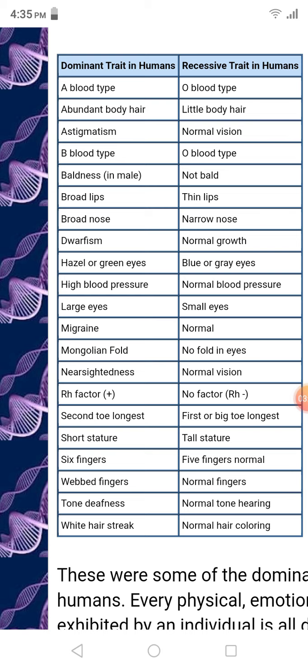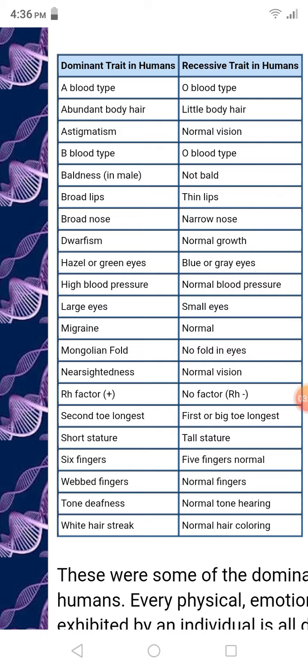Now for the recessive traits, you're dealing with O blood type, little body hair, normal vision, not bald, thin lips, narrow nose. So the thin lips and the narrow nose would be the more consistent things to recognize from the recessive traits versus the other things, as we're soon to find out shortly.